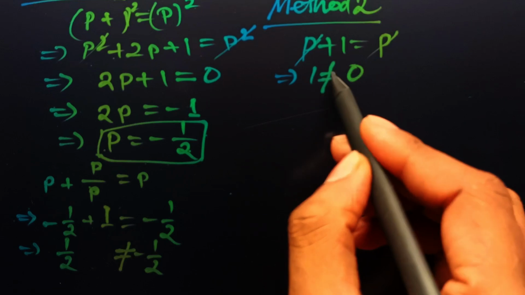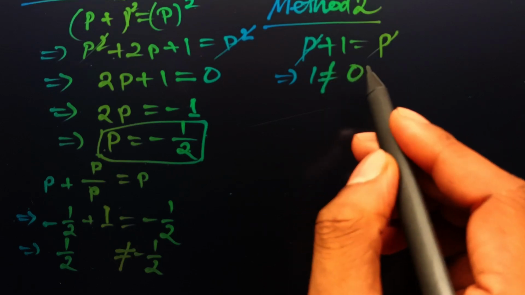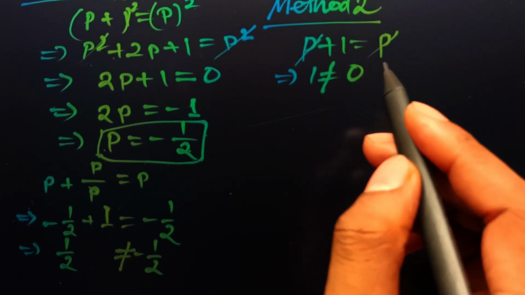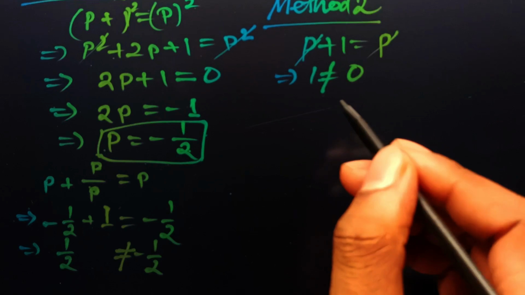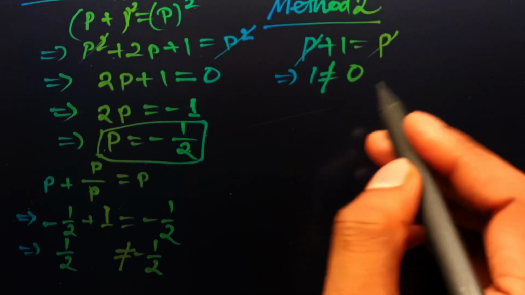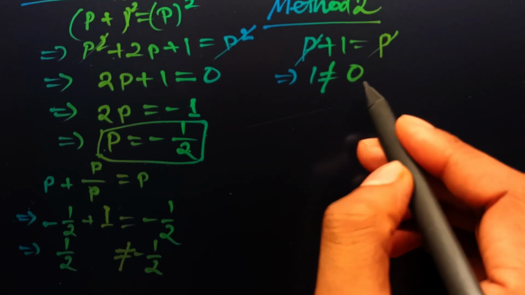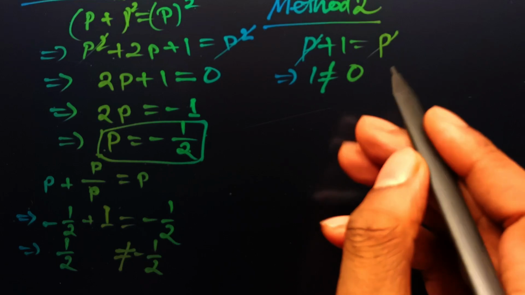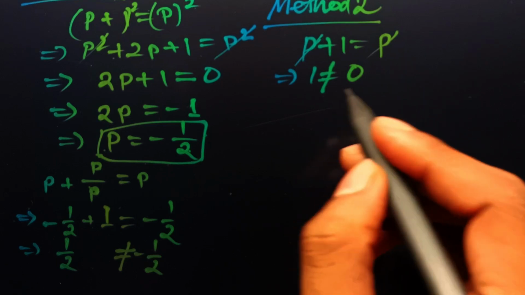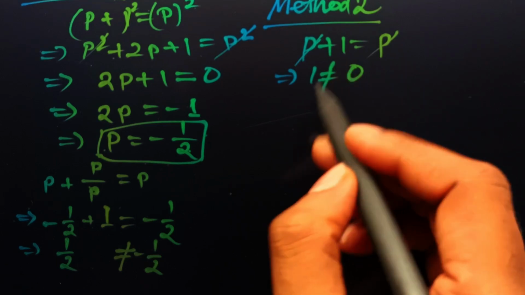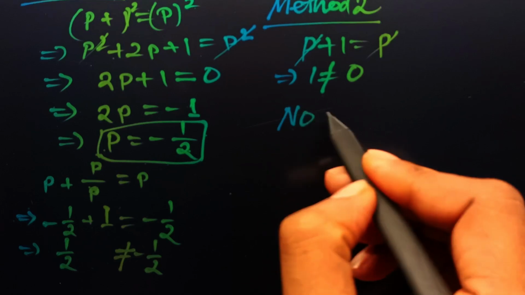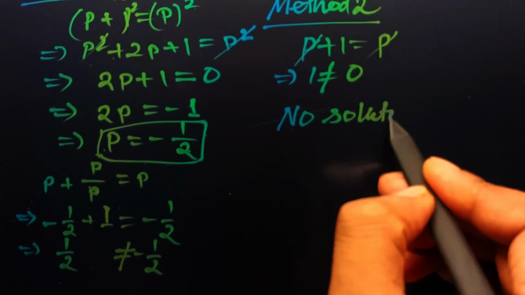When you reach a contradiction like this, it is the universe's way of telling you that the original premise was impossible. So what is the final verdict? Because our algebraic root failed the check and our logical method led to an impossibility, we can confidently conclude that there is absolutely no solution for this equation. It was a trick question all along.